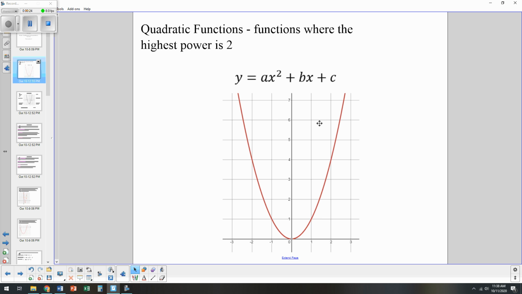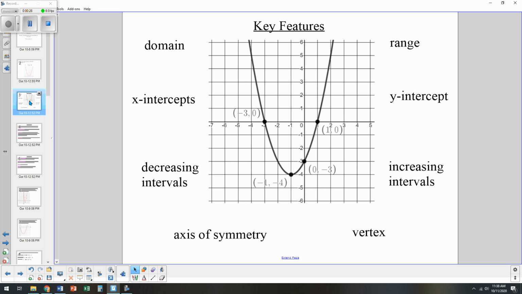All right, parabolas look like a U shape. There are some key features to parabolas. So just like every other function, we could talk about its domain and range. All right, domain is always going to end up being all real numbers, and then range is the output. There are x-intercepts to a graph. There is a y-intercept to the graph, right? Anywhere it crosses are those intercepts.